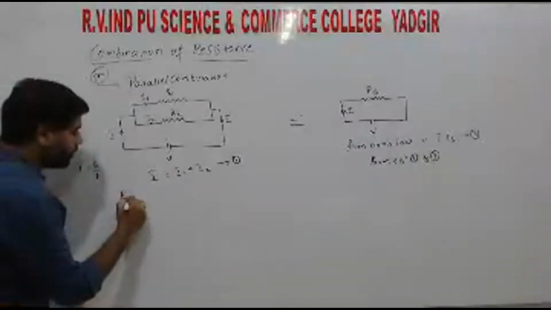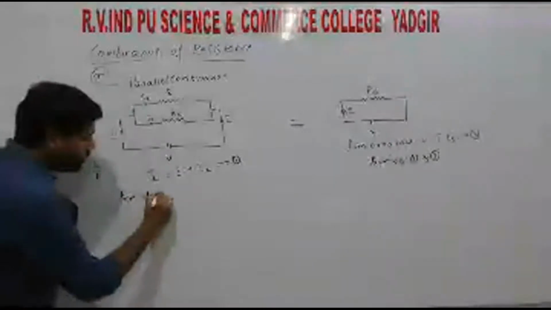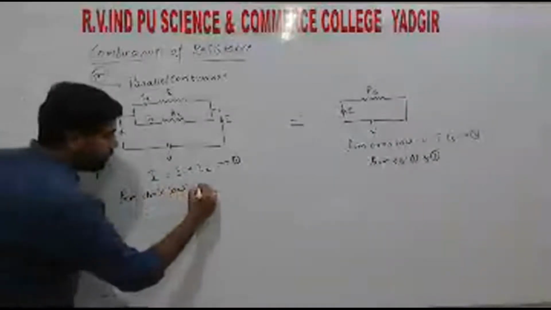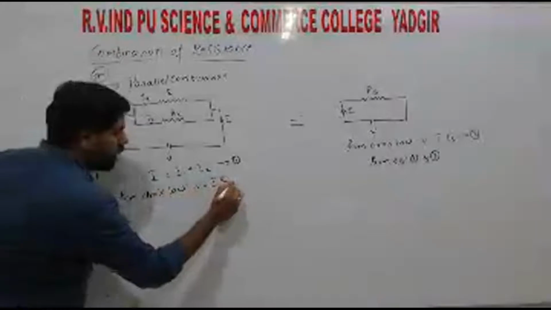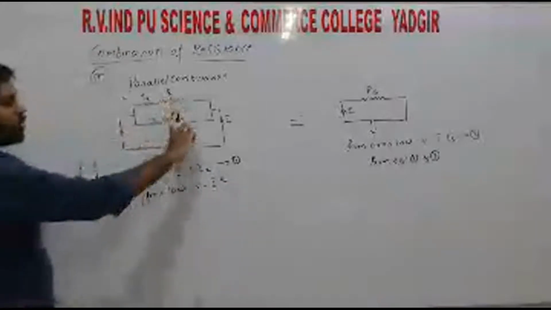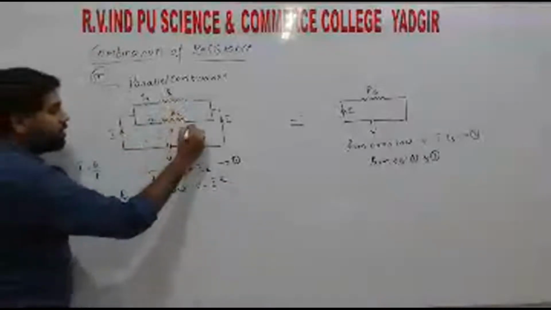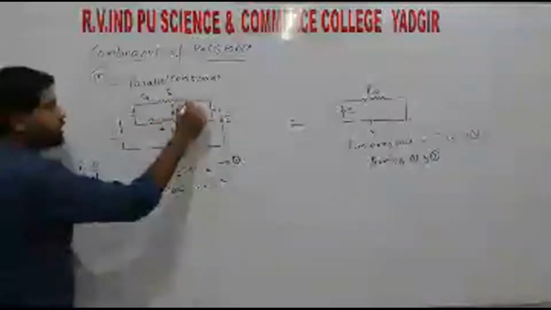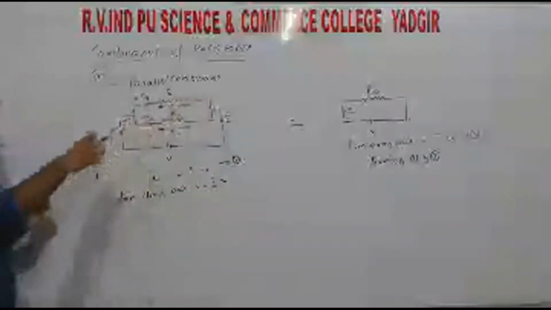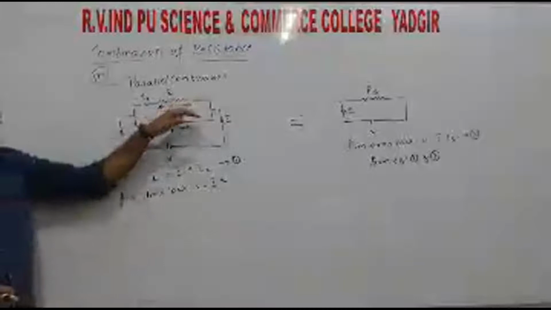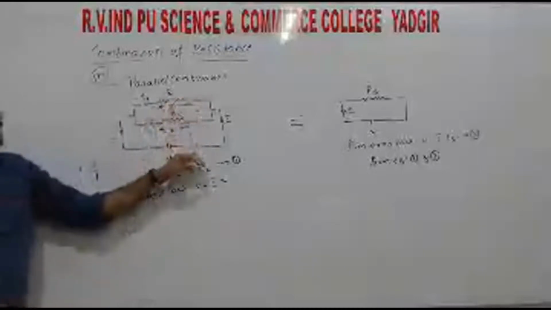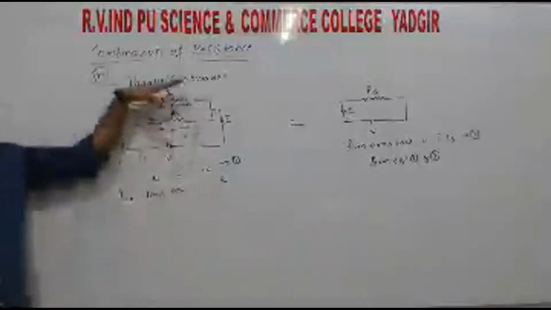So again from Ohm's law, V is equals to IR. So in parallel combination, the potential is always the same across all the resistors because current divides, right? So for that reason, the potential across all the resistors are the same in parallel combination.